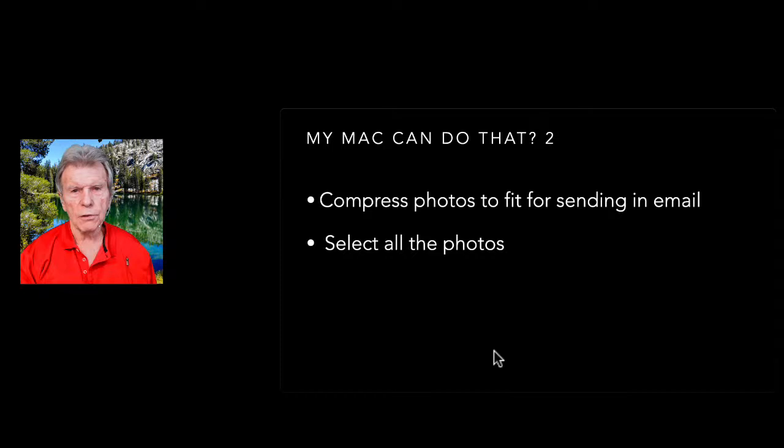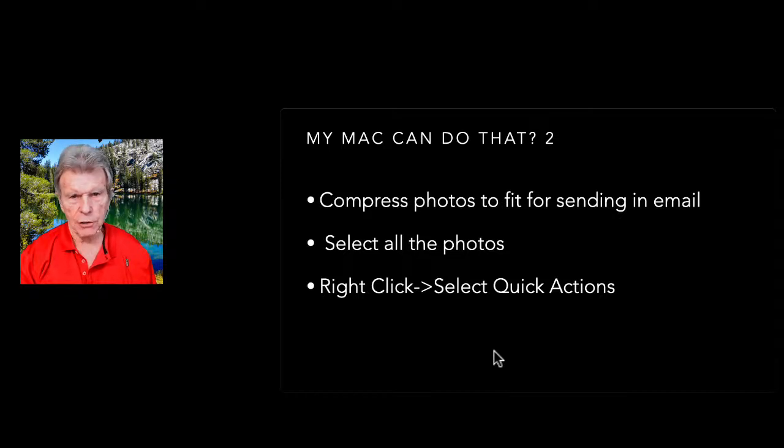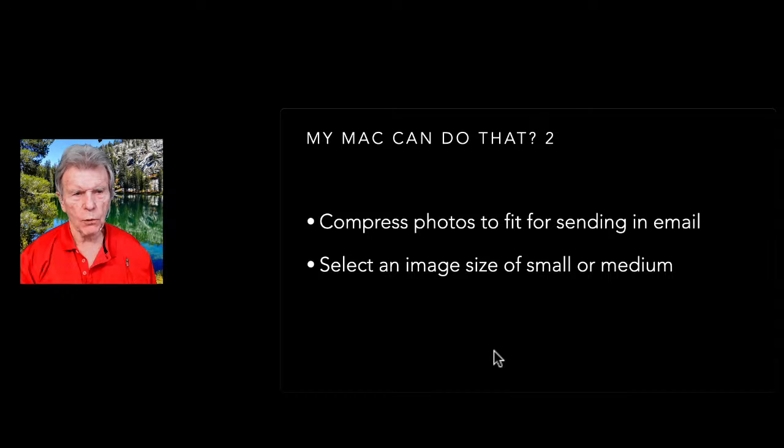So what you do is you select all your photos, and then you would right click and select Quick Actions. And then you would select Convert Images. Then the next step would be to select an image size. I would recommend using small or medium depending on how many pictures you have. Of course, you can put in more pictures if you select small. Then you would click on Convert.